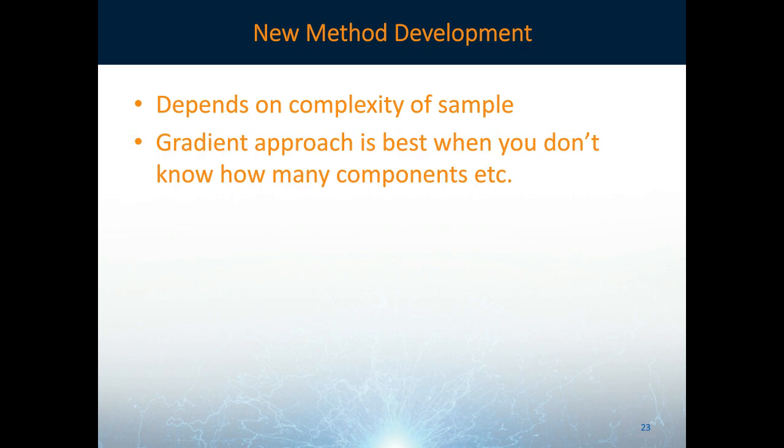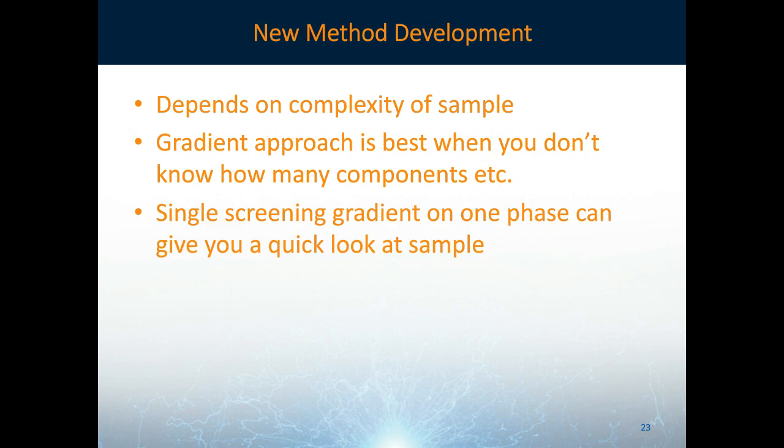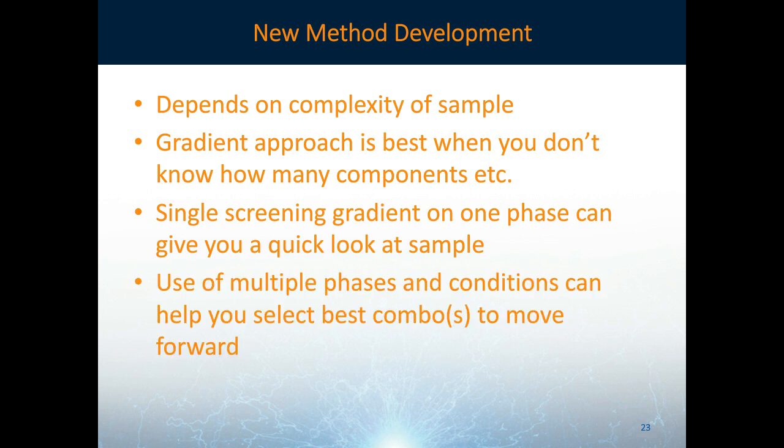So now I'd like to switch gears and talk about new HPLC method development with SPP columns. For new method development, that depends on the complexity of the sample. A gradient approach is best when you don't know how many components you have. A single screening gradient on one phase can give you a quick look at the sample, so that's one strategy you can use. And then the use of multiple phases and conditions can help you select the best combos to move forward for optimization.